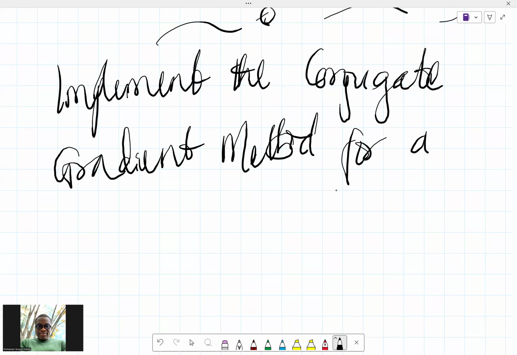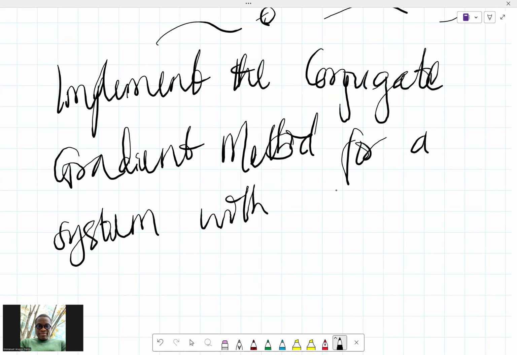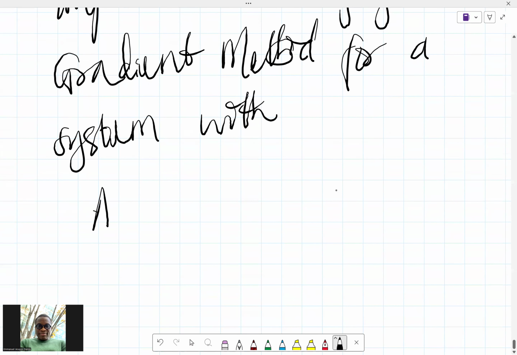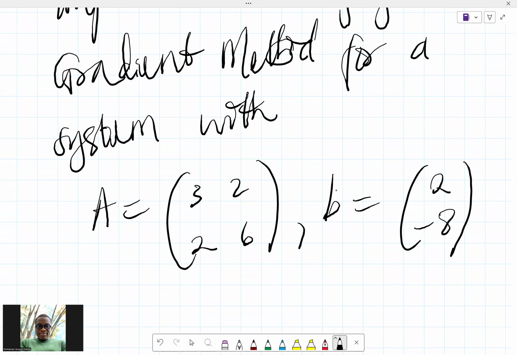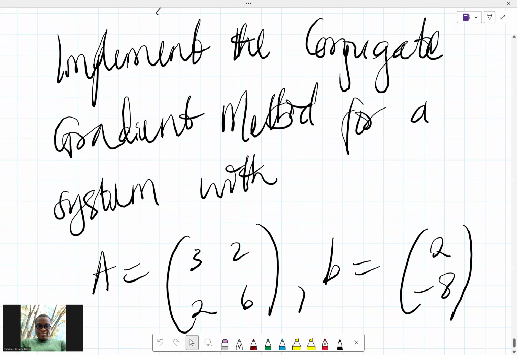for a system with A equals 3 2 2 6. You see, symmetricity is important. That's why you always see this 3226 kind of thing, like 4113 the other time, and then you have B to be, and also positive definite. B is 2 minus 8. So just try this out. Do it manually, then use Python to complete it.